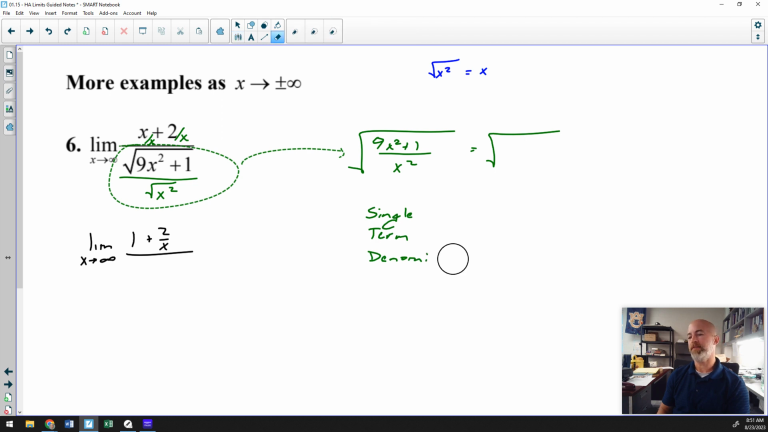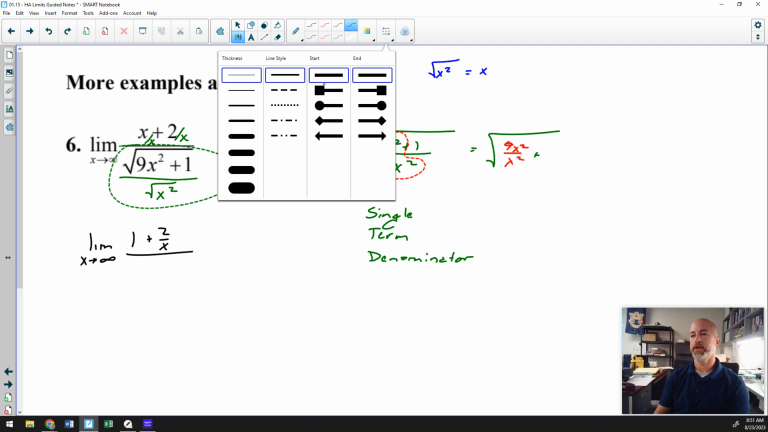So if you have a single term denominator, an STD, you want to get rid of it. A lot of times you want to. You do so by dividing each term in the numerator by the denominator. So if it's 9x squared plus 1 all over x squared, I can split that into 9x squared over x squared plus 1 over x squared.